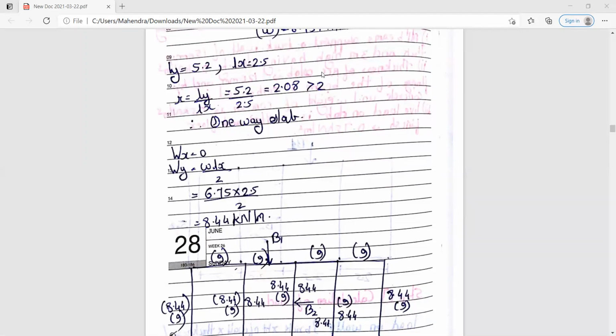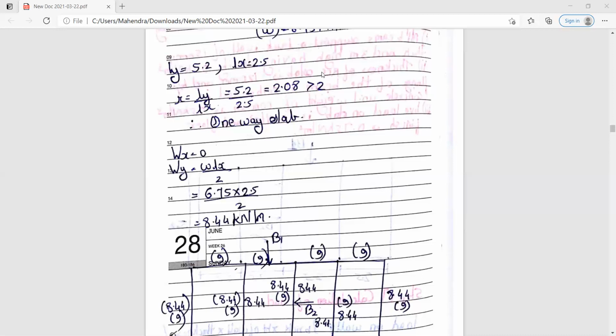अगर less than 2 आता था तो slab कौन सा रहता था? Two way slab. यहाँ पे हमारा ratio greater than 2 आया, इसलिए one way slab है. Now in one way slab, Wx will be 0 and Wy, the formula to calculate Wy is W into Lx by 2. So what is W?